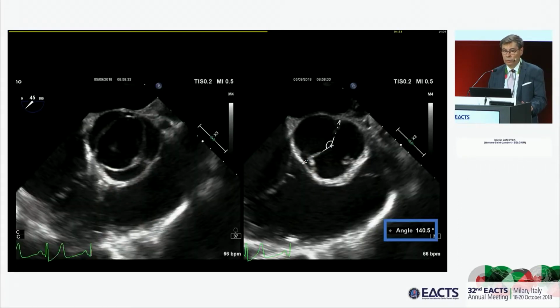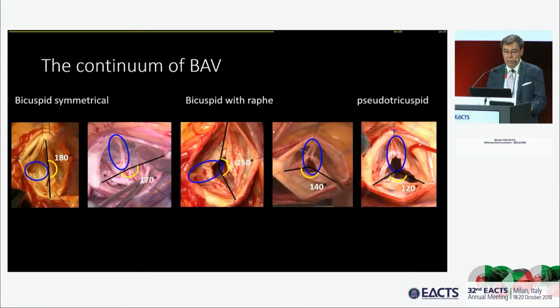Another important thing that we now do systematically intraoperatively is to measure the angle between the commissures for analysis of the bicuspid valve, going from the center of the aortic root towards the two commissures, because we now know that there is a whole continuum of bicuspid aortic valves, going from a true type 0 valve with an orientation of 180 degrees towards pseudo-tricuspid valves with a small raphe, but with three sort of commissures at an angle of 120. So there is a continuum going from this to this and many different bicuspid valves.